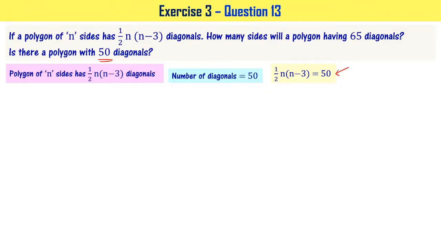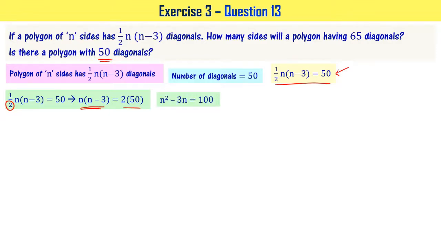The number of sides cannot be some irrational number, right? It has to be an integer. Not only integer, it has to be a positive integer, right? Let's take a look at that first. Let's first transform this particular equation into a quadratic equation. I'm taking this 2 to the other side so that I can write it as n times n minus 3 equal to 2 times 50. That can be written as n square minus 3n equal to 100. That can also be written as n square minus 3n minus 100 equal to 0.